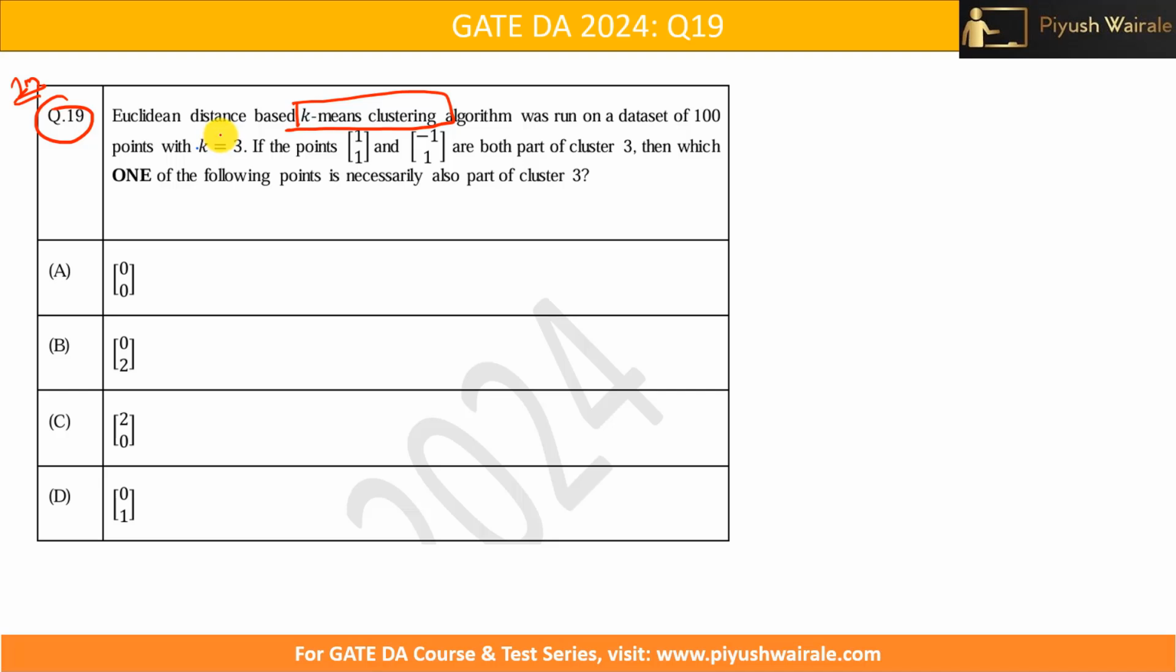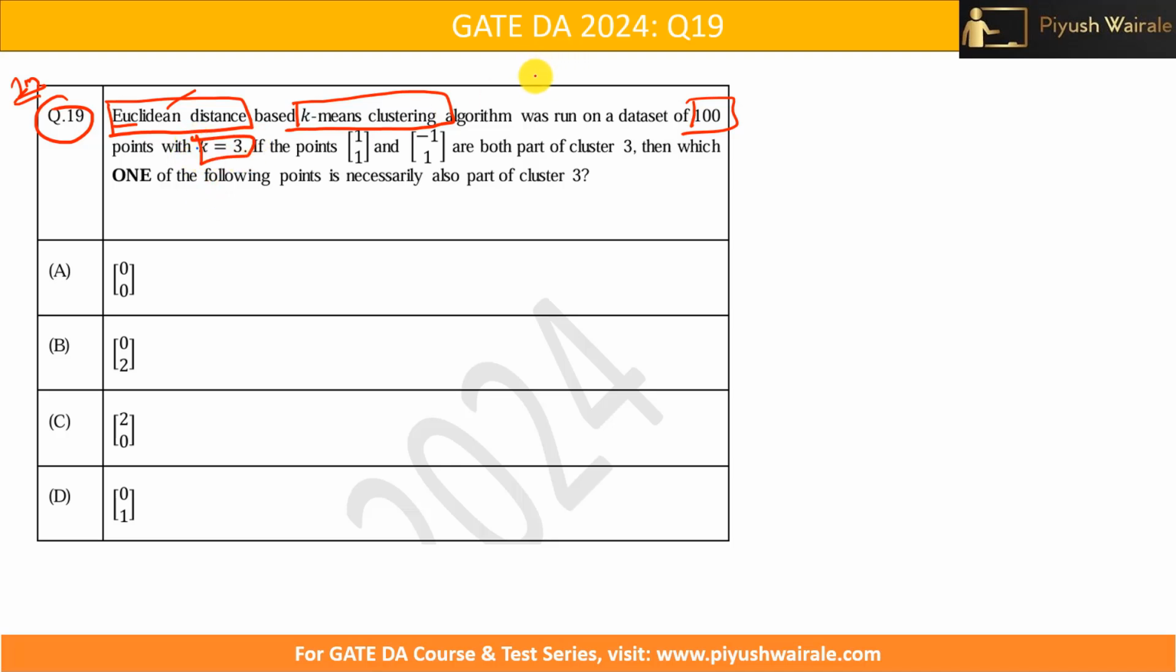Finding out the centroid, or finding out which cluster a data point belongs to, this type of question you can expect. But let's discuss this particular question. Euclidean distance based K-means clustering algorithm means we are going to use the Euclidean distance formula to find the distance between a centroid and a data point. It was run on a data set of 100 points with k equals 3.